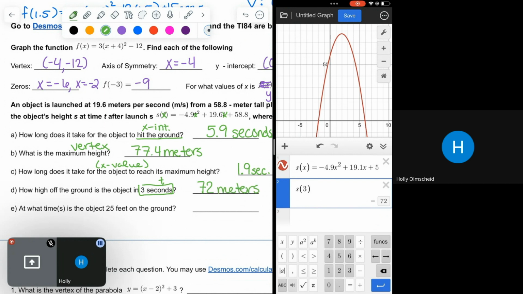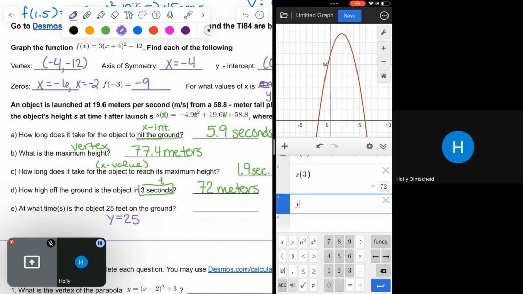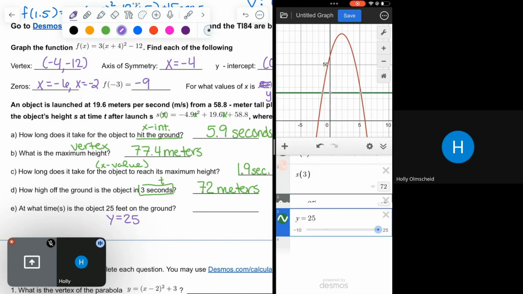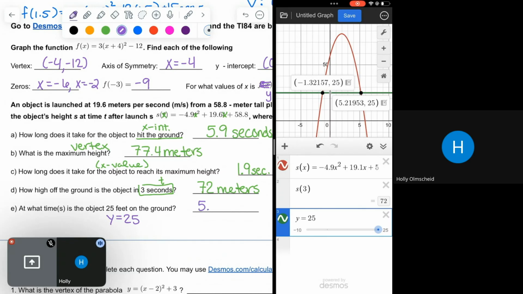And then finally, I want to know at what time is the object 25 feet above the ground. So again, this is looking at the y value equals 25. So I can go and graph the line y equals 25, and then it crosses at 2 different points. But again, one of them is negative, so I don't want that answer. So I would say at about 5.2 seconds.